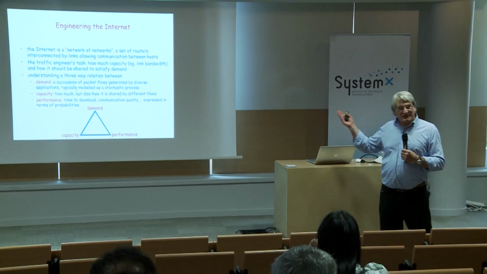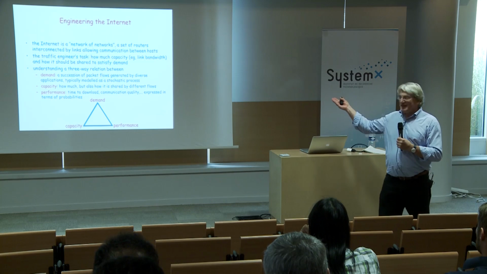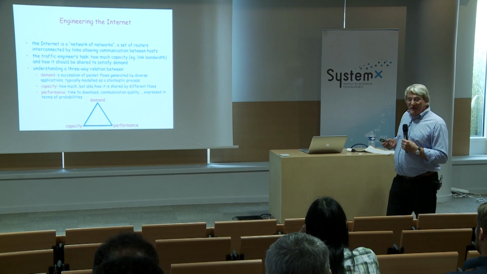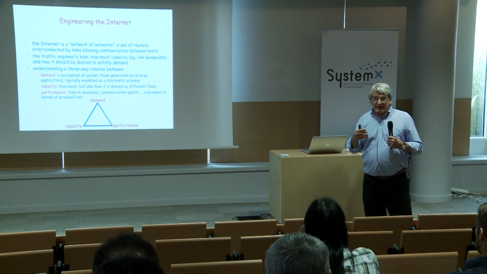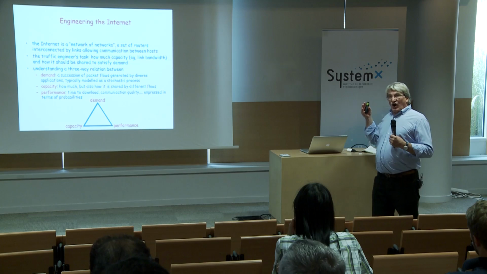It might be building a bridge. You'd like to know that the bridge will stay up, given its capacity and reinforced concrete and whatever else, under the demand which you expect. In a network context, demand is the flow of packets in the internet. It's the result of all the clicks you do on your PC, which send data through the network. So it's a stochastic process of entities which need to be carried through this network.